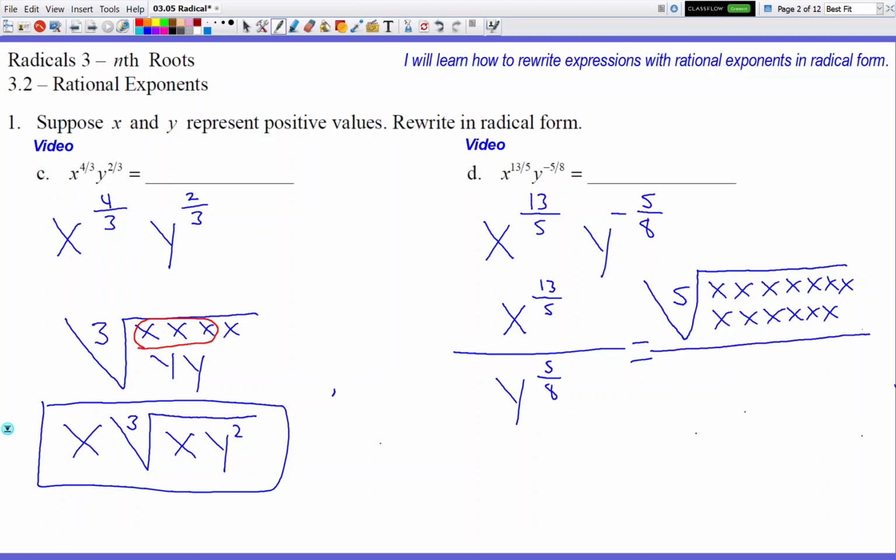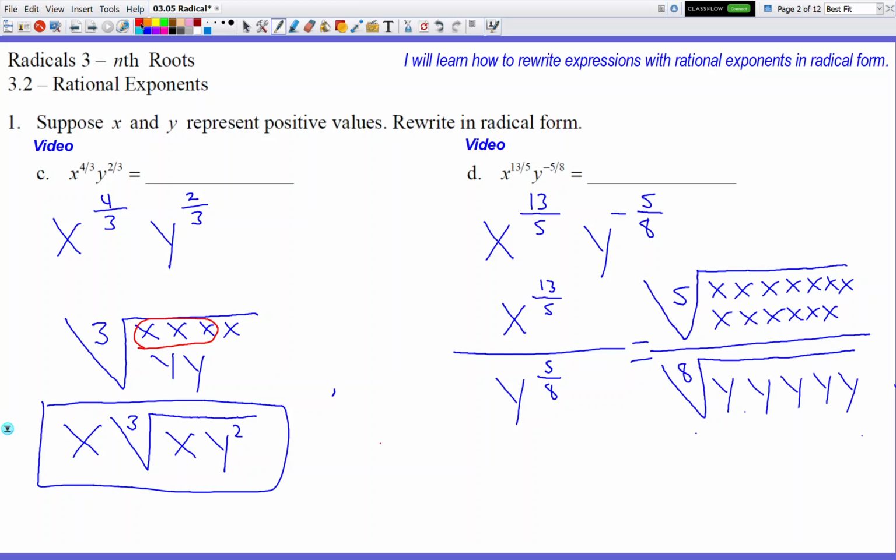And on the bottom, I have a different radical. I have an 8th root radical, and inside it, I have 5 y's. So let's make a big radical symbol on the bottom, put a little 8 in that little space because it's an 8th root radical, and put 5 y's inside there. 1, 2, 3, 4, 5. Okay, so there's my 5 y's.